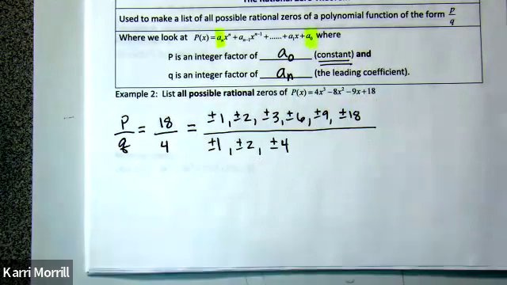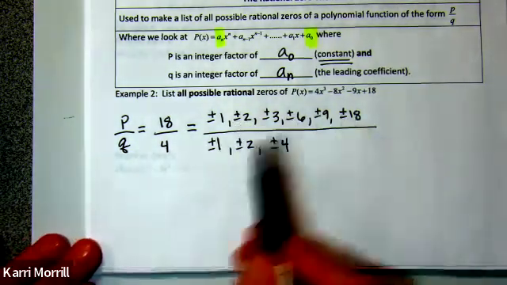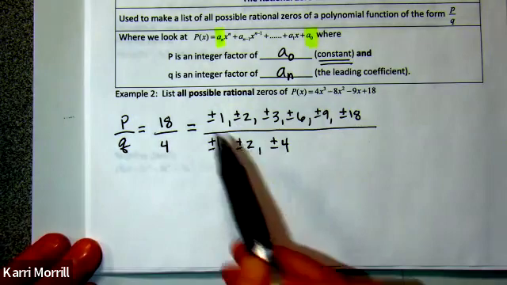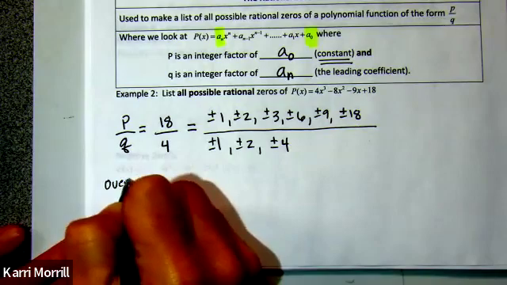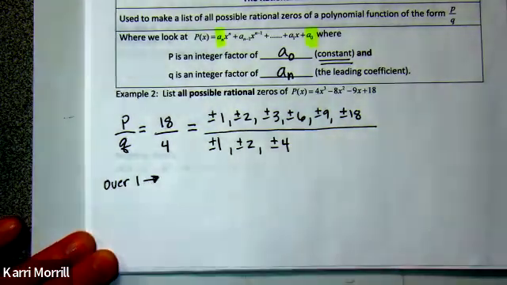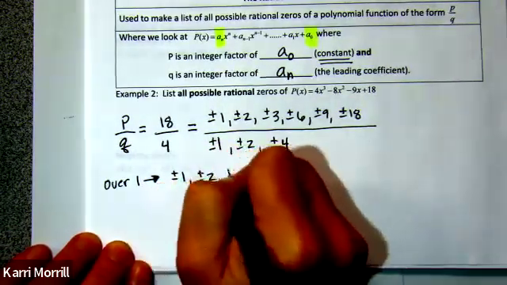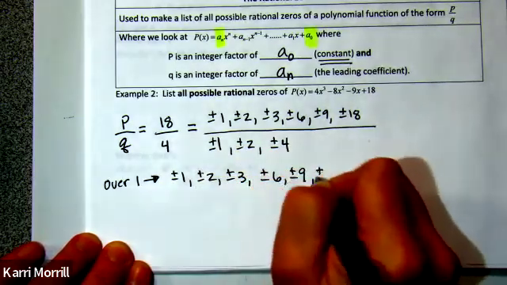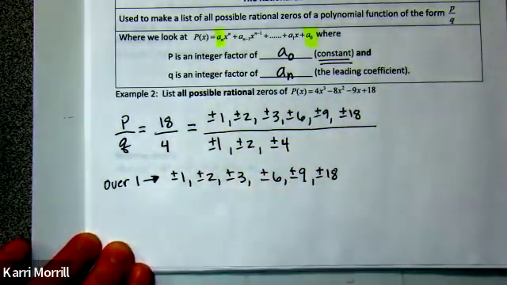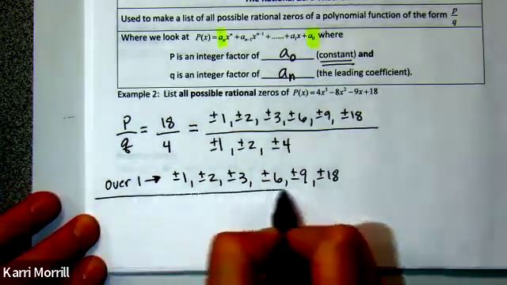So what you're going to do is generate a list from that. It looks kind of weird right now, but basically all of these numbers could be put over 1, they could all be put over 2, and they could all be put over 4, so there's quite a lot of numbers. So let's show the over 1s, the best way that I describe it. So we can have a positive or a negative 1, 2, 3, 6, 9, and 18. And you don't need to put them actually over 1 because that's an understood value, right? So those are the over 1s.